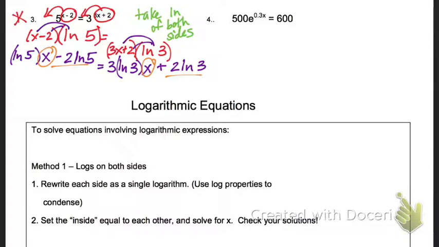So I rewrite this as ln 5 x minus 3 ln 3 x equals 2 ln 5 plus 2 ln 3.